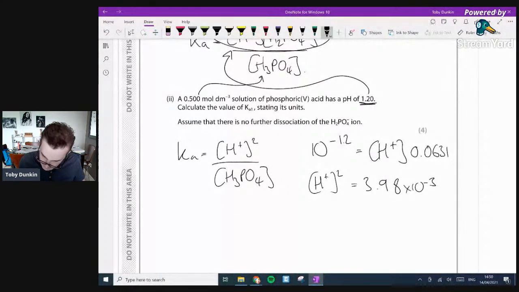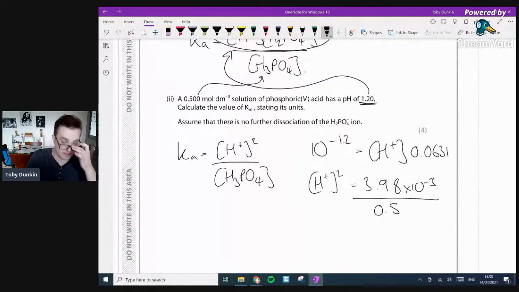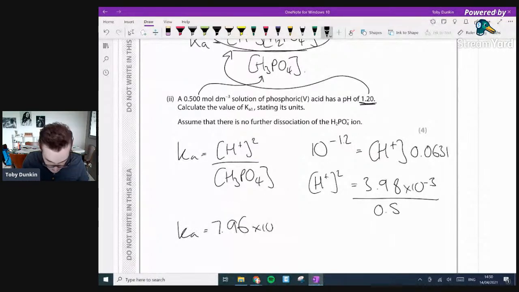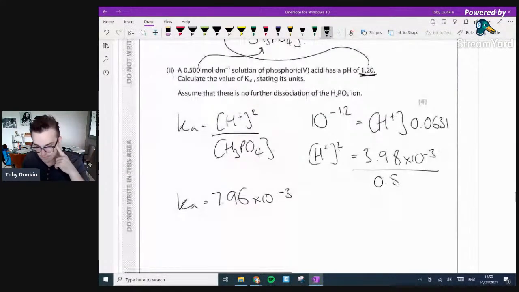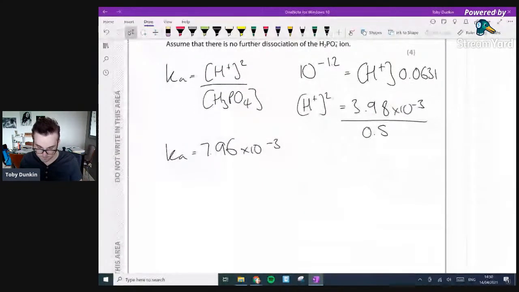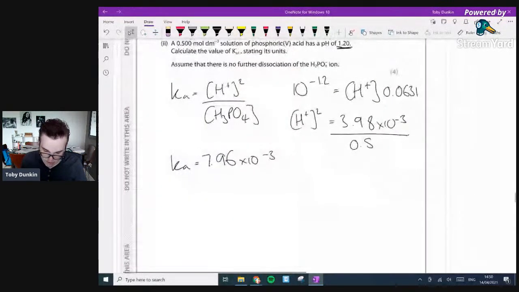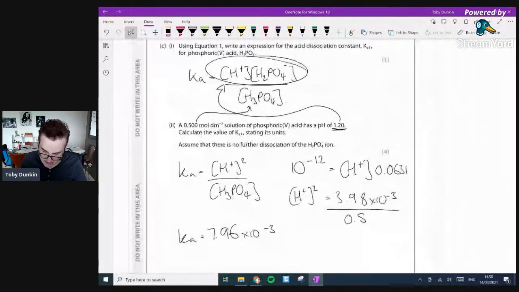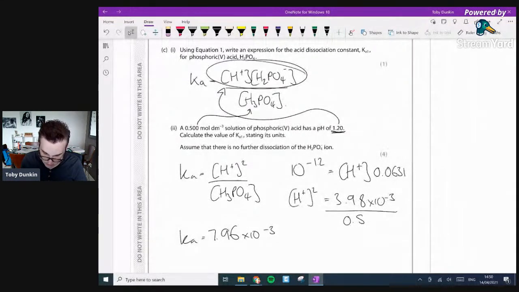Right, that now can be divided by the concentration of the acid, which is 0.5. That gives me a Ka value of 7.96 times 10 to the minus 3. That's quite a strong acid. It's about 100 times more acidic than vinegar. Fine. Oh, don't forget my units. Moles per dm cubed over moles per dm cubed: the bottom one cancels. It's just moles per dm cubed.